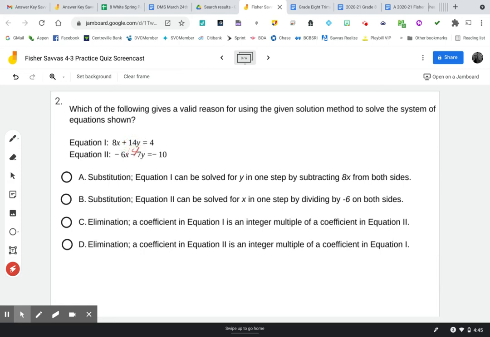I would then have to divide both sides by 14. So it can't be the first method that they've suggested here, because we'd have to do that in 2 steps to solve for y in equation 1.